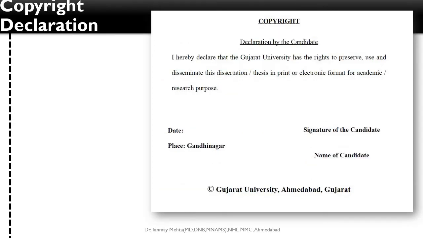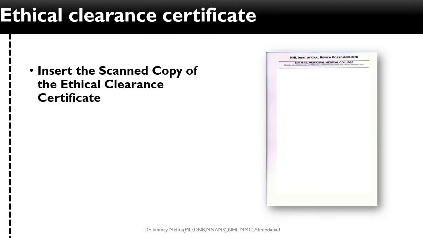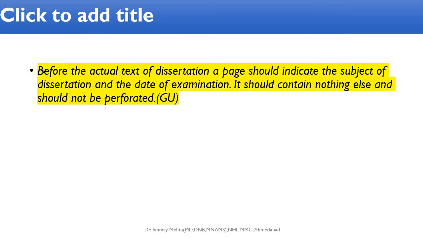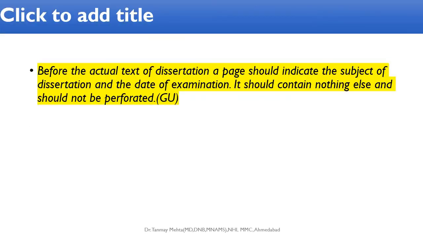Copyright declaration that your work is original and the university has a right to use your work in print or electronic format for academic or research purpose. Ethical clearance certificate, you can insert the scanned copy of the certificate in the dissertation. Acknowledgement, here you can thank all the persons who have helped directly or indirectly in the dissertation, and sources of funding if you have any. And before the actual text of the dissertation can start, you have to include a page which just mentions the title of the dissertation and date of examination, nothing else. And obviously that does not have to be perforated.